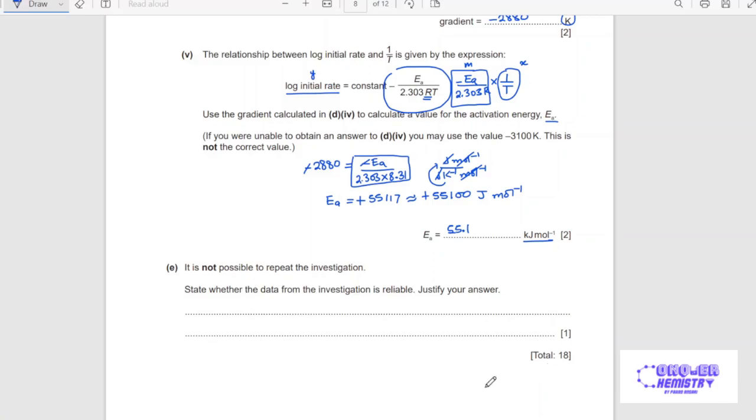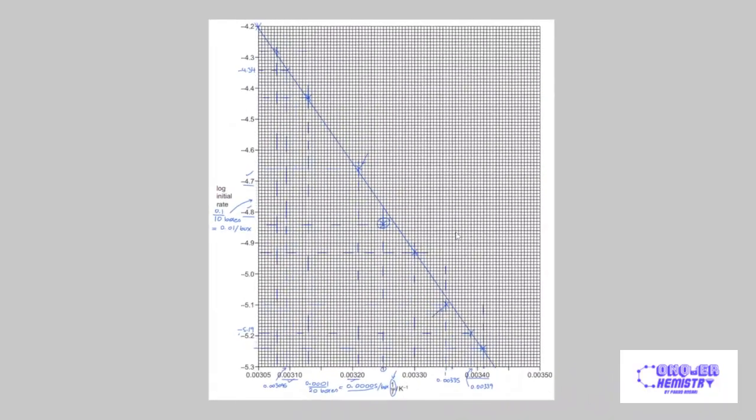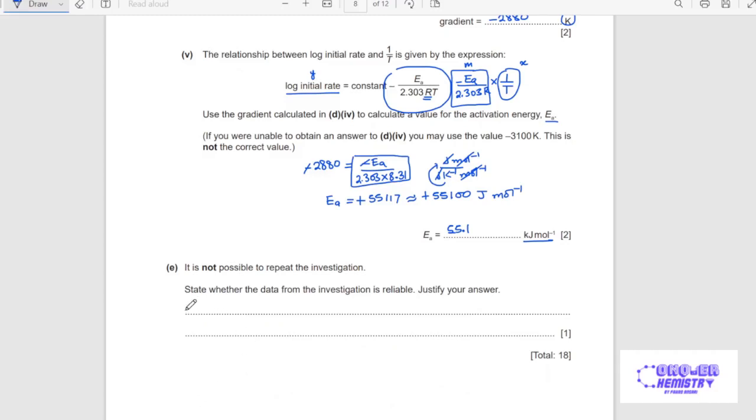Now the problem is that if you look at the graph once again, the graph generally looks fine except for this anomalous point. Because we have one anomalous point, we do not know if we were to continue this experiment, how many more would show up. So it's not reliable, unfortunately. So that's what we're going to say. I'm going to say no, because there is an anomalous point.